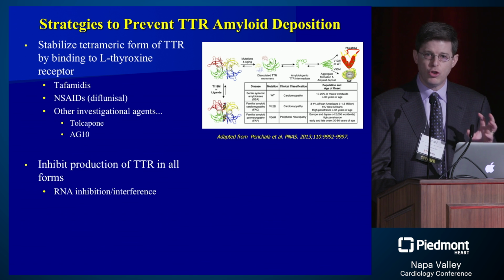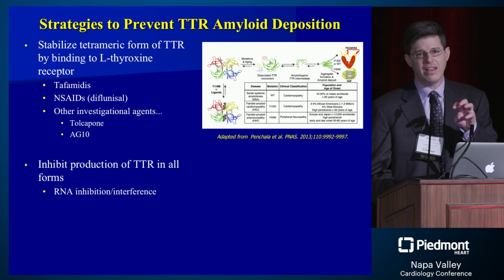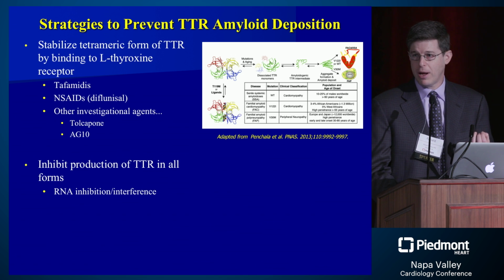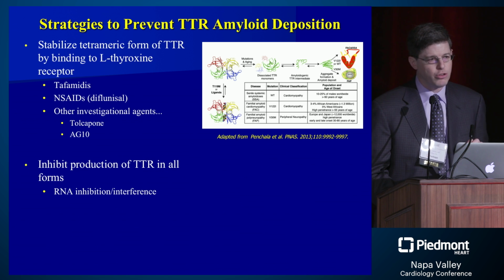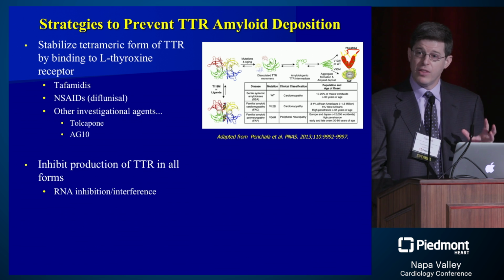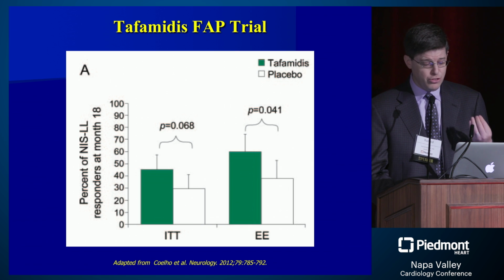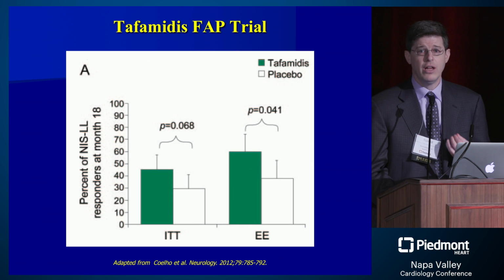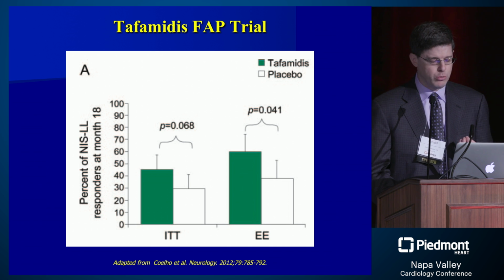There are two approaches. One, remember I was saying that it circulates as a tetramer, but it's the monomers that deposit. What if you could stabilize the tetrameric form and not let them form into monomers? There are several drugs aimed at that. The other approach is to just knock down production of transthyretin altogether at the RNA level, and a couple of companies have been pursuing that. This is the agent that's sort of farthest along. This is called Tafamidis. This is one of those stabilizer of the tetramer approach.